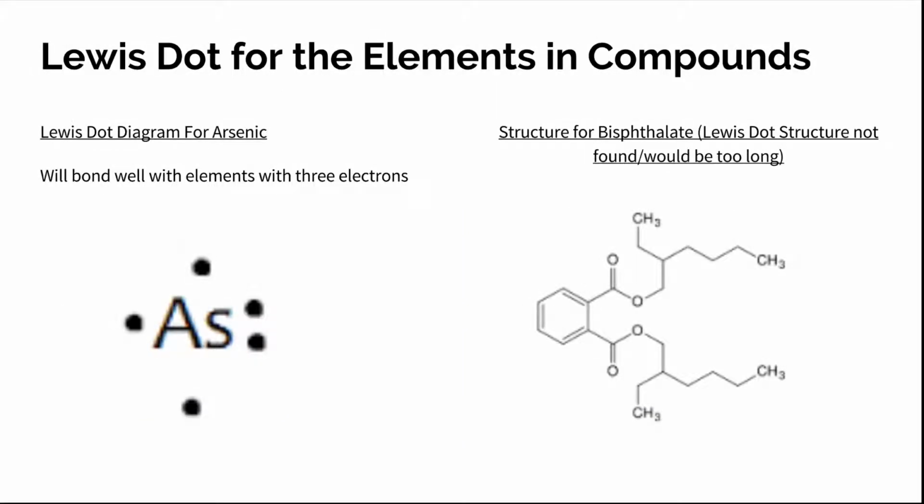The Lewis dot diagram for arsenic is a very simple 5 dot electrons around a single arsenic, since it is a single element. We were unable to find the Lewis dot model for bisphenolate as it has not been recorded online, and we presume it is a very large diagram as it is a very complex compound.